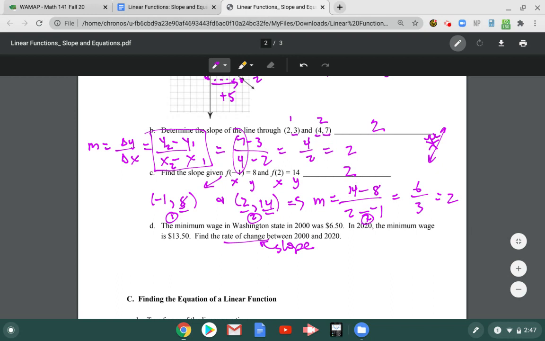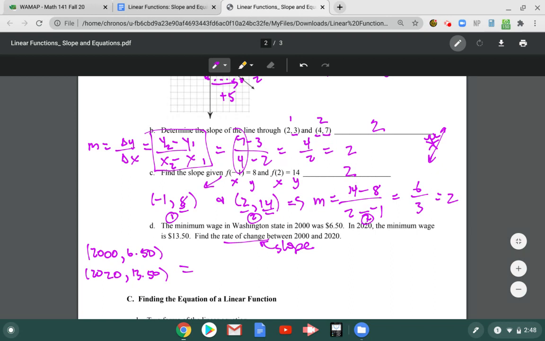Okay, so I want to find a slope. The minimum wage in Washington in 2000 was $6.50. So I can go ahead and write this as a point. 2000 is matched with a minimum wage of $6.50. In 2020, we have a minimum wage of $13.50. We want to find the rate of change between 2000 and 2020.